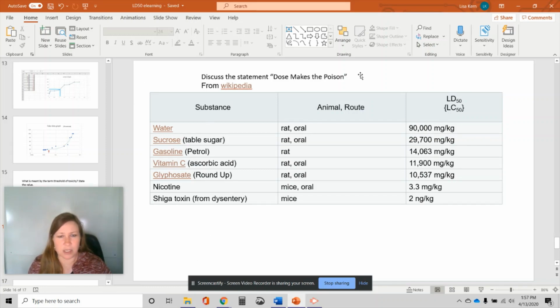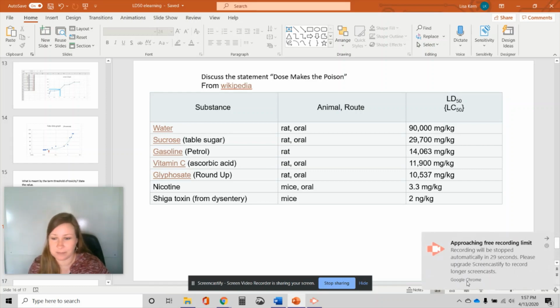Then there was a question that says, discuss the statement, dose makes the poison. So how does the dose make the poison? Well, keep in mind, anything can be toxic, even water. But you got to drink a huge amount of water in order for it to cause your blood to be too thin, and the concentration of all the other things that should be in your blood that aren't water to go down so far that you die from it.